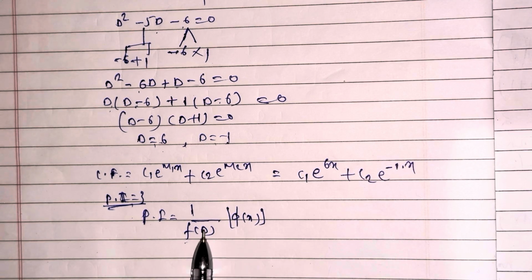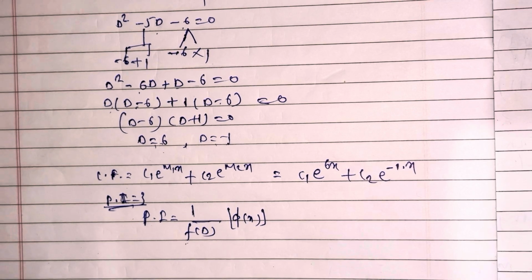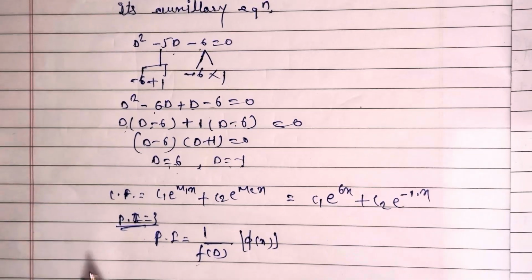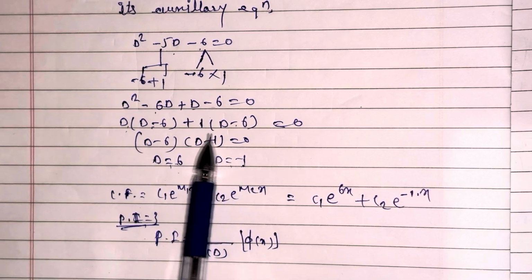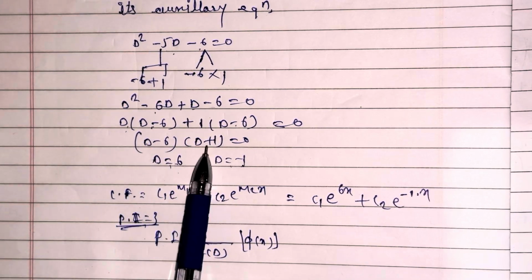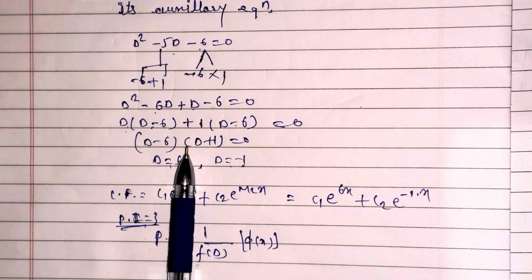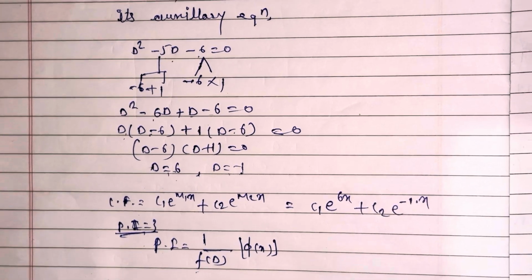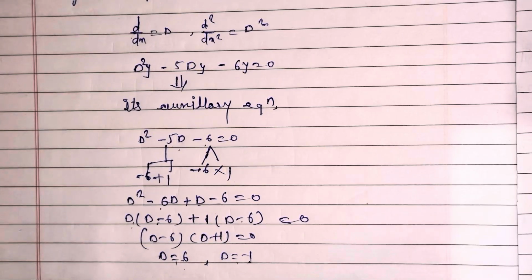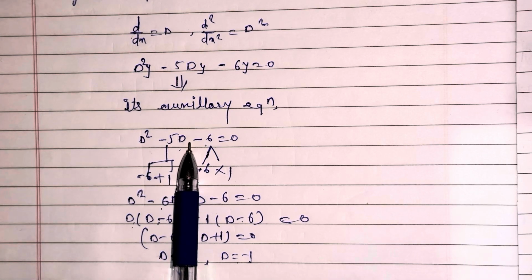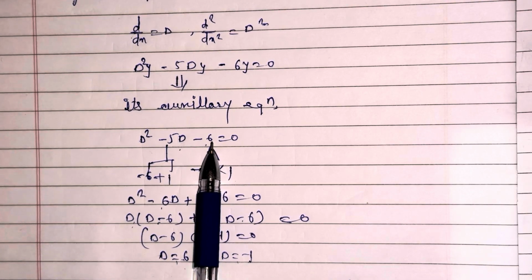Now we have to replace f of D and phi of x. See how f of D and phi of x are coming. f of D means our function in terms of D. So this one, obviously (D minus 6)(D plus 1), is our f of D. If you are confused here, you can consider this as D square minus 5D minus 6. This one is our f of D.